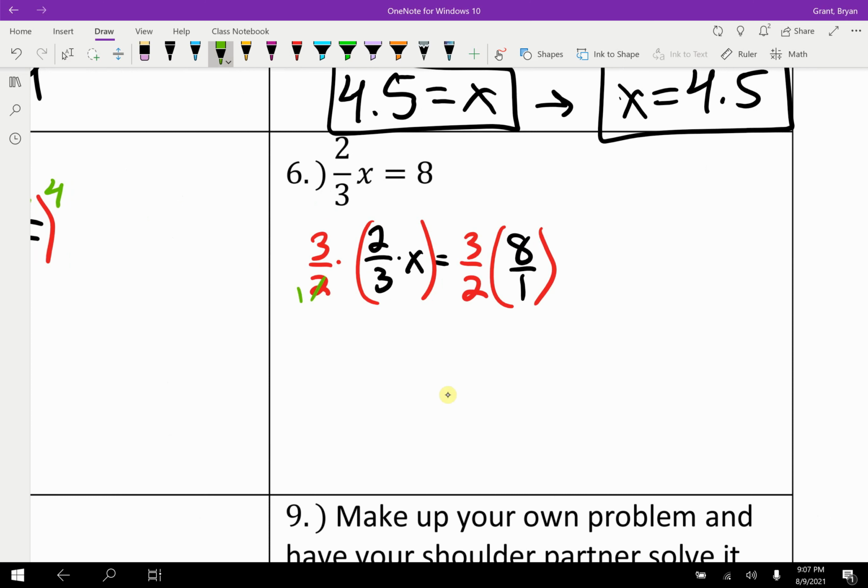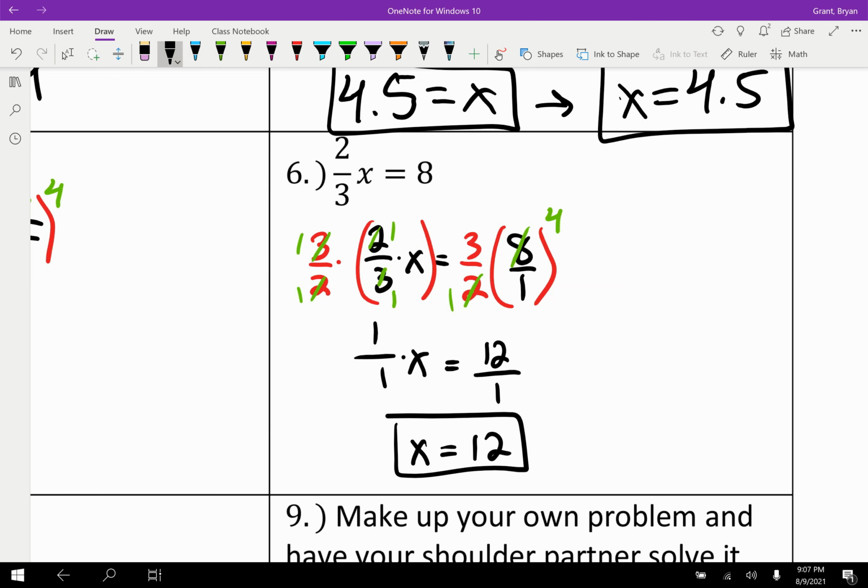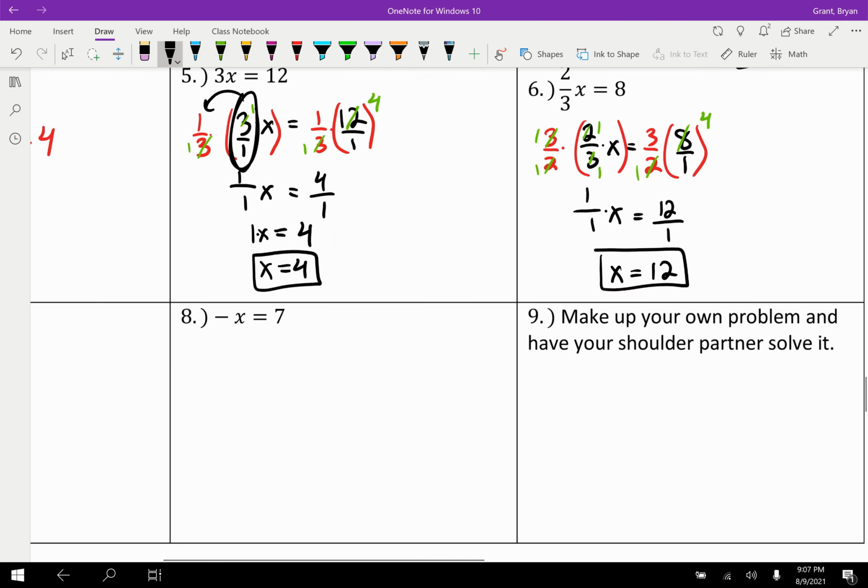We can cross-reduce the 2's, cross-reduce the 3's. 1 times 1 is 1. 1 times 1 is 1. x. On the right side, we can cross-reduce the 2 and the 8. 2 divided by 2 is 1. 8 divided by 2 is 4. And then multiply straight across. 3 times 4 is 12. 1 times 1 is 1. We should be able to see now that this 1 over 1 we don't need to write in front of the x, and 12 over 1 is 12. 2 to go.